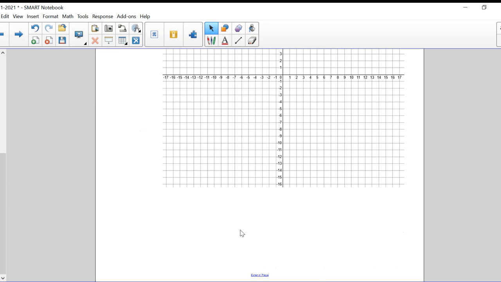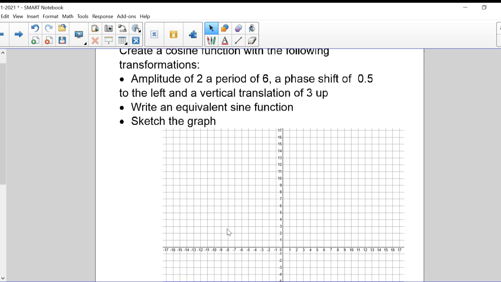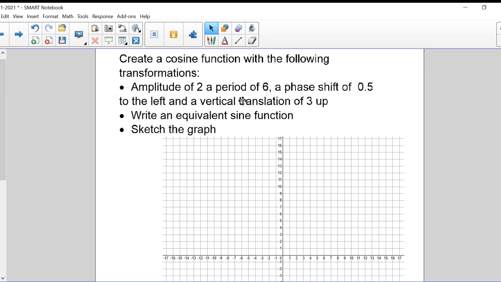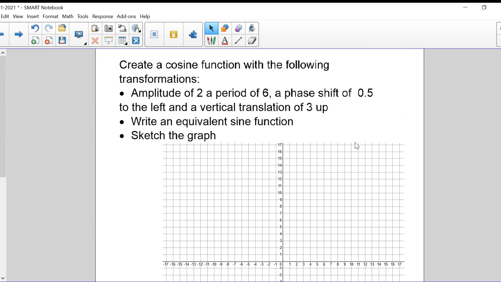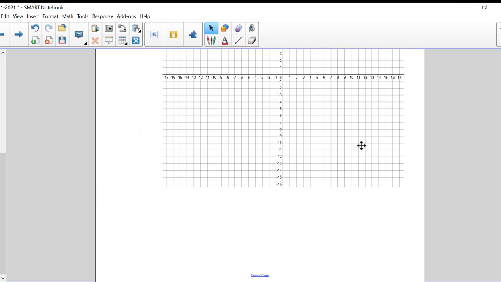Just give me 1 second to get this going. Okay, ready to go, folks. So what does this look like? Let me remind you what it says. Amplitude of 2, period of 6, phase shift of 0.5 to the left, vertical translation of 3 up. That's not that difficult at all. We have the A, we have the D, 0.5 to the left, we have the C of 3 up. So I'm assuming everybody understands that this equation is going to look like the one I'm about to write now. So y equals 2 cosine.